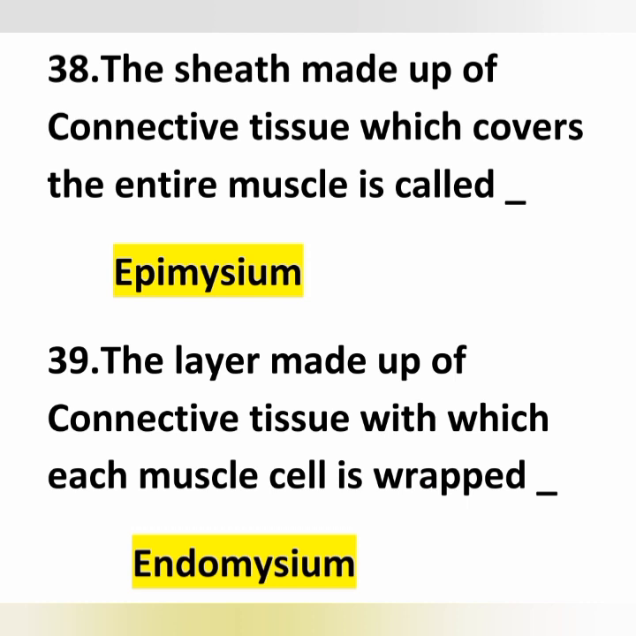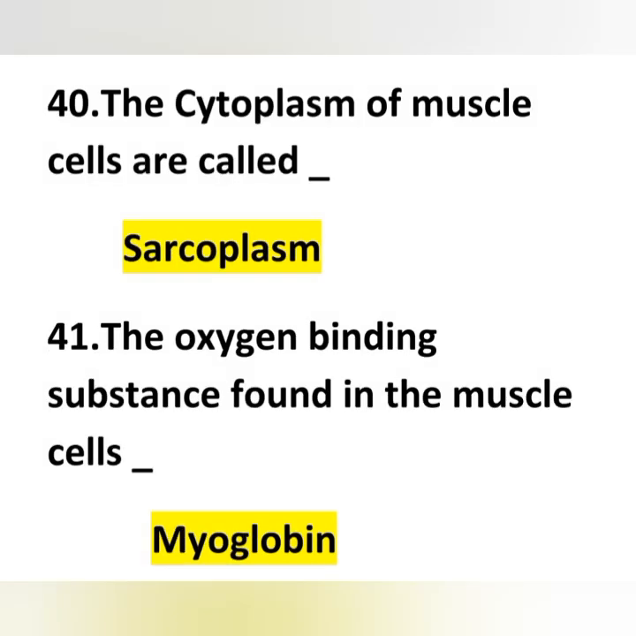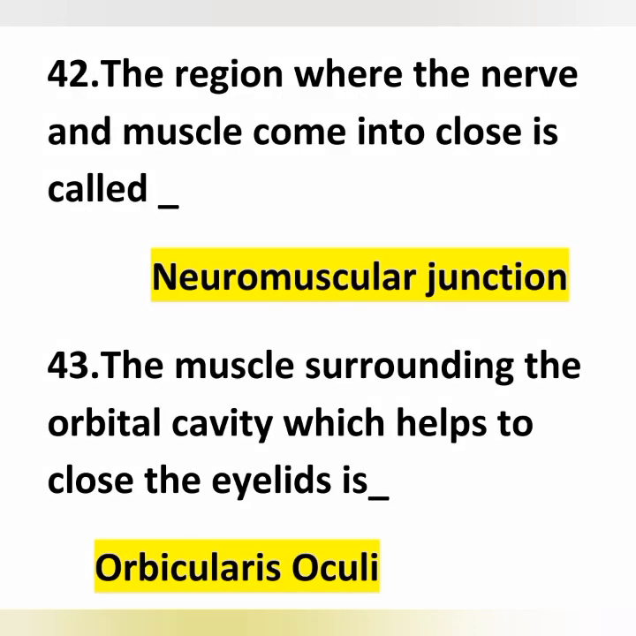And the next point, the cytoplasm of muscle cells is called sarcoplasm, and the oxygen binding substance found in the muscle is called myoglobin. Myoglobin is the oxygen binding substance in the muscle, like hemoglobin. This is myoglobin. And the next point, the region where the nerve and muscle come into close contact is called the neuromuscular junction. That is, the junction where nerve and muscle come together is called the neuromuscular junction.